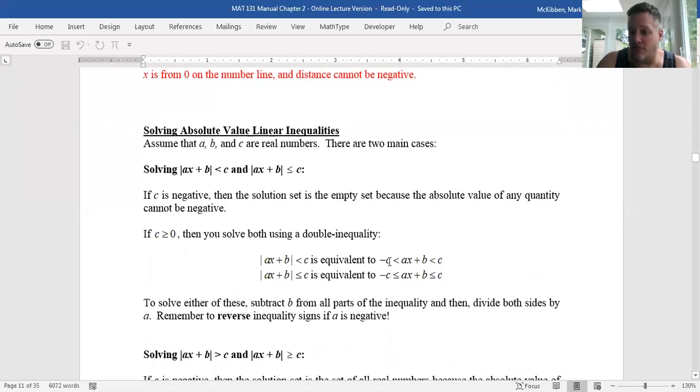And then to solve this sort of inequality, you subtract the b from all three places. So subtract the constant that's in the middle from everything. And then you divide all pieces of the inequality by the coefficient of x. If that coefficient of x happens to be negative, remember to reverse both of the inequality signs.